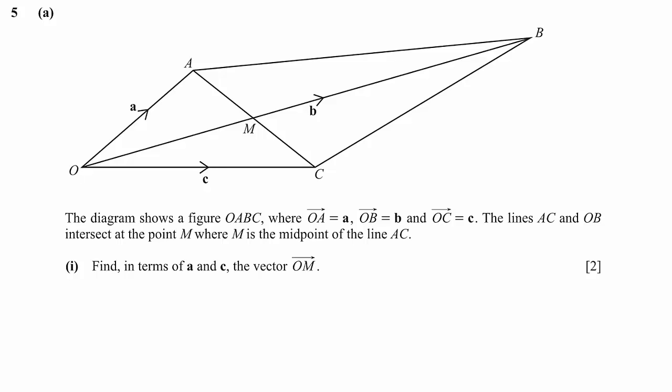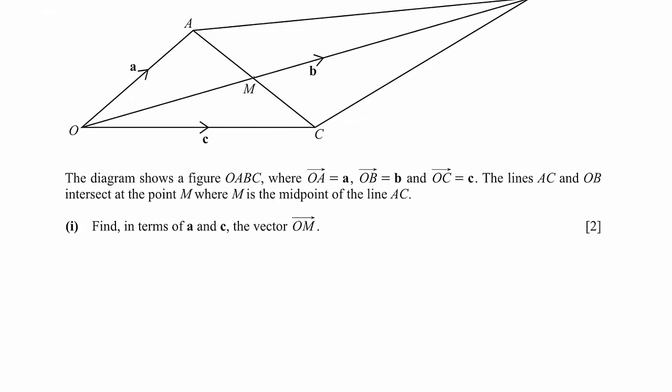The diagram shows a figure OABC where OA is defined as the vector A, OB is defined as the vector B, and OC is defined as the vector C. The lines AC and OB intersect at the point M, and this is important, where M is the midpoint of the line AC. So M is the midpoint here, and that's important for the first part of the question because it says find in terms of A and C the vector OM.